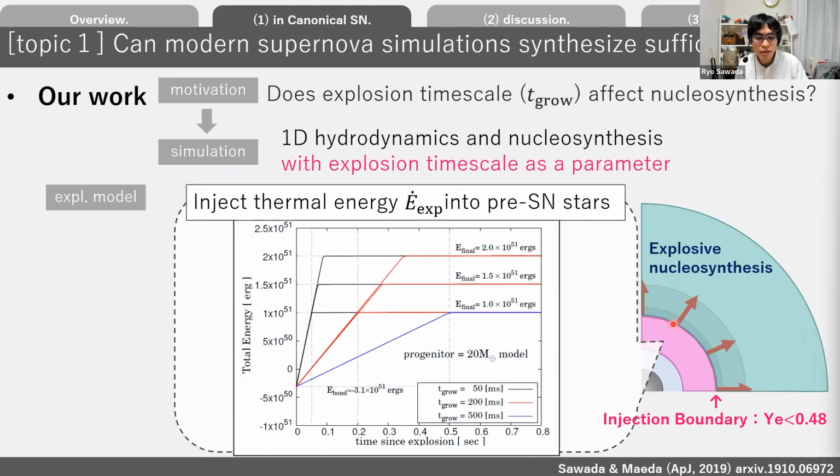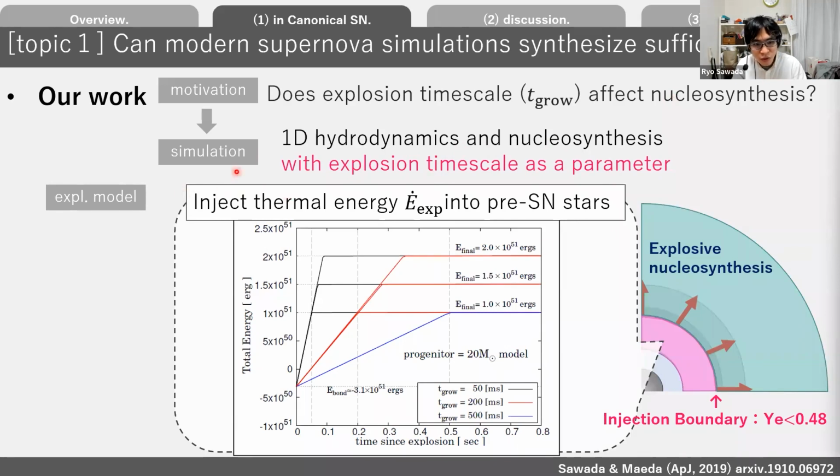So this is my research talk. My motivation is: does the explosion time scale affect the nucleosynthesis or not? If it affects the nucleosynthesis, we can constrain the explosion time scale from observation. And we do 1D hydrodynamics and nucleosynthesis simulations with the explosion time scale as a parameter.